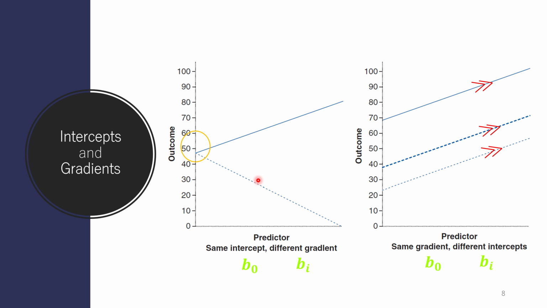On the left graph, we have the same intercept but different gradients. The lines tilt differently. On the right, the gradients are the same but the intercepts are different, so the lines are parallel. When you read the regression result, always remember the slope shows how much y changes with x, and the intercept tells you where the line hits the y-axis.